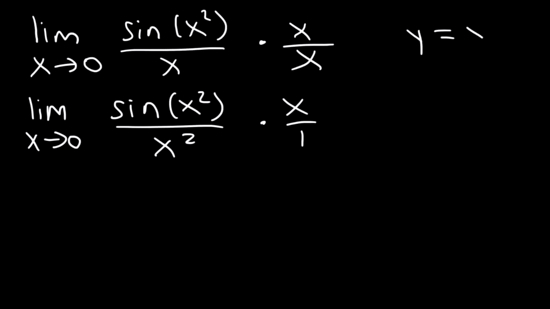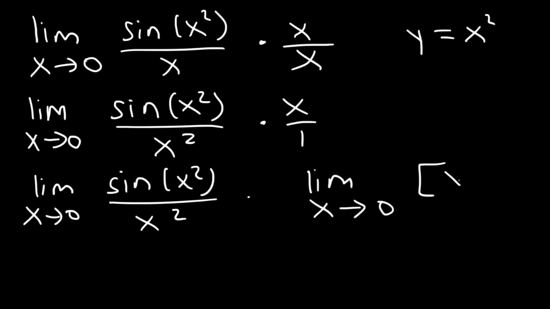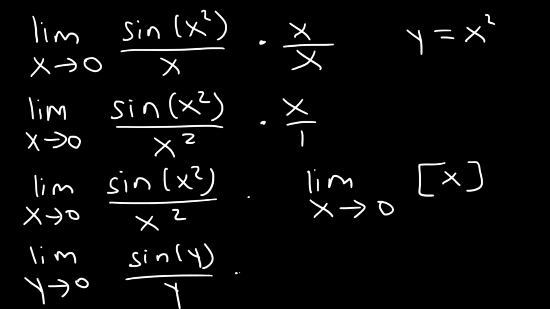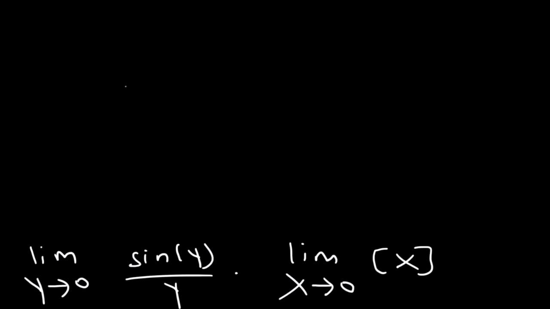Now let's use substitution. Let's set y equal to x squared. But before we replace x squared with y, let's write this expression using two limits. So now on the left, we can say the limit as y approaches 0, sine y divided by y times the limit as x approaches 0 of the function x. On the left, sine y over y will change into 1, and the limit as x approaches 0 of x is 0. So the answer is 0.